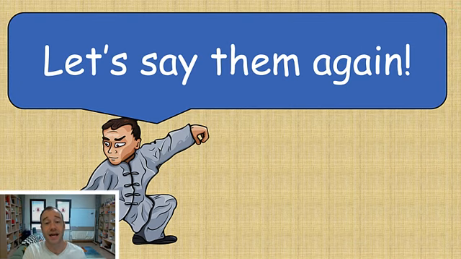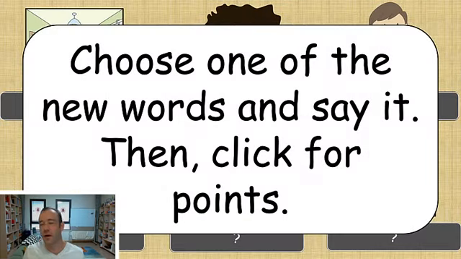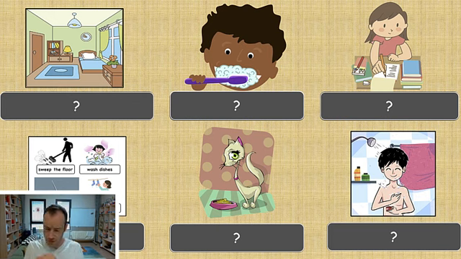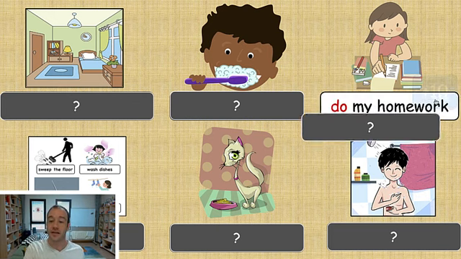And then after here, this is one of the ways I really like to review. I've been doing this for a lot of my grades for the past year. I think it's a really fun way and the kids really like it. So they get to choose one of the new words and say it and then click for points. So call on one of the students from one of the teams. They stand up, they choose one of the things they just learned. They can look in their notebook. "Oh, okay, do my homework." And you click it and they get points.